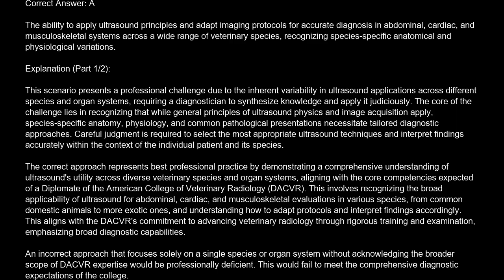This involves recognizing the broad applicability of ultrasound for abdominal, cardiac, and musculoskeletal evaluations in various species, from common domestic animals to more exotic ones, and understanding how to adapt protocols and interpret findings accordingly. This aligns with the DACVR commitment to advancing veterinary radiology through rigorous training and examination, emphasizing broad diagnostic capabilities. An incorrect approach that focuses solely on a single species or organ system without acknowledging the broader scope of DACVR expertise would be professionally deficient. This would fail to meet the comprehensive diagnostic expectations of the college.